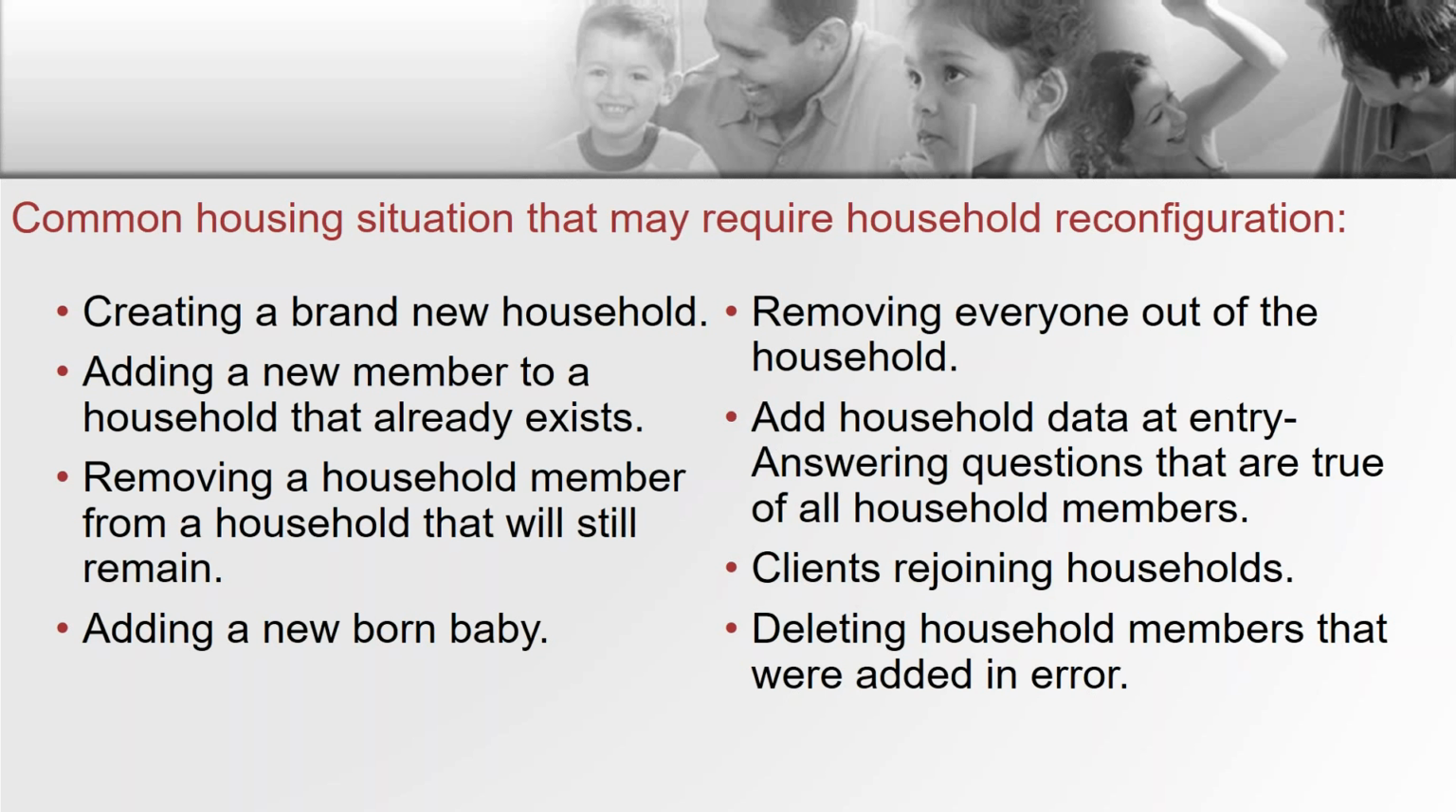So removing a household member from a household that will still remain. This would be if a family was in a program and somebody from that program is leaving, but the rest of the household is going to stay in there. So we'll talk about what that would look like. Adding a newborn baby, removing everyone out of the household.